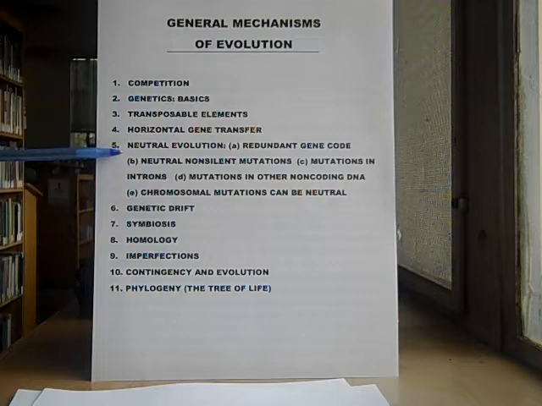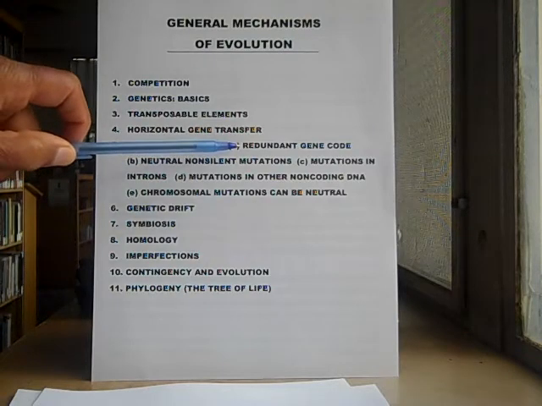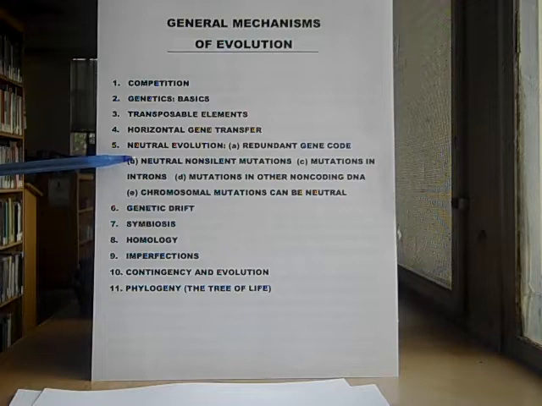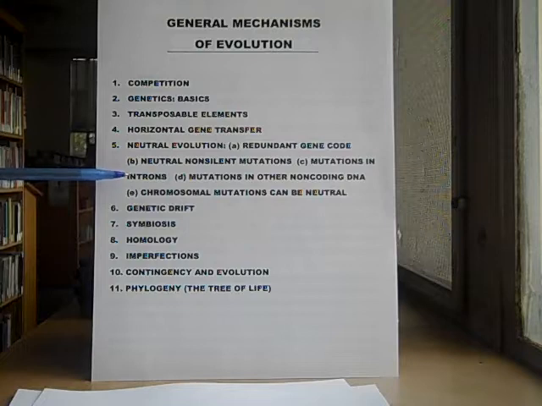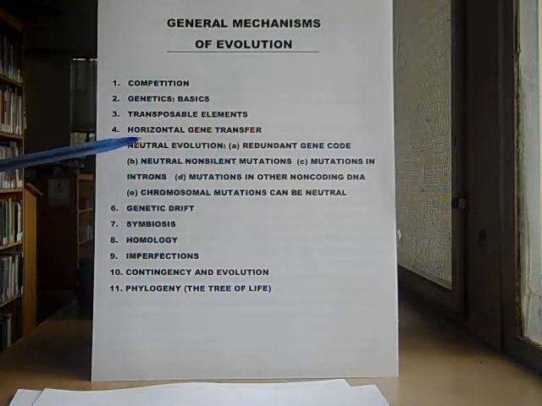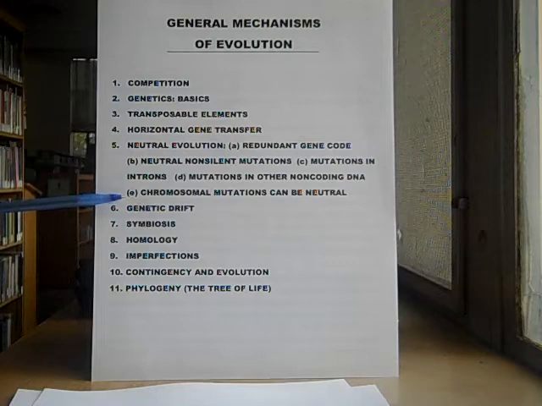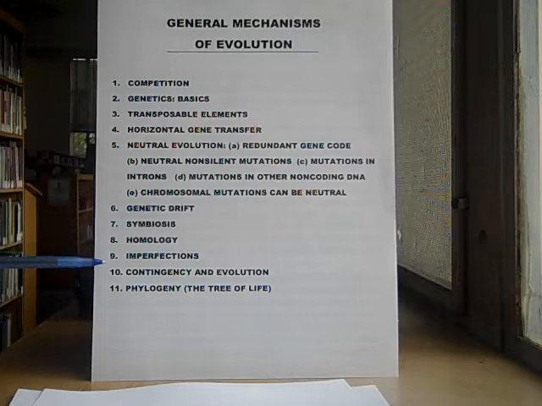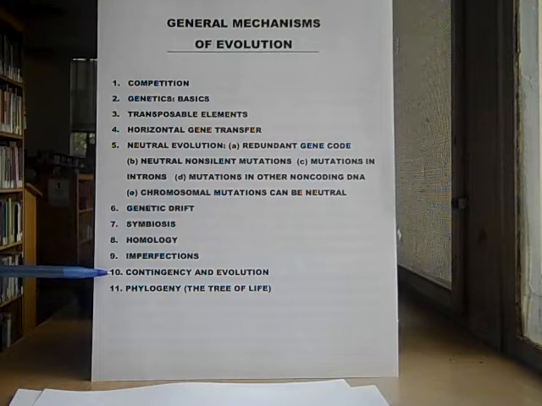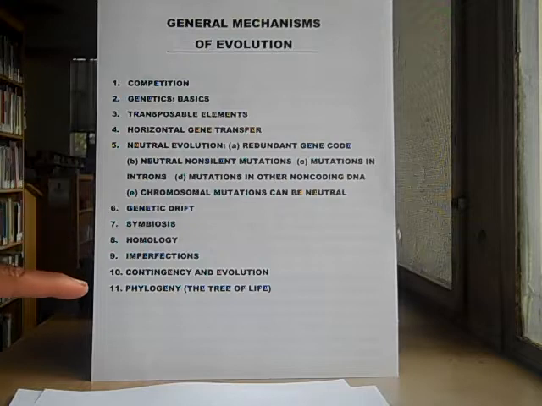Number 5, neutral evolution, which includes A, redundant gene code, B, neutral non-salient mutations, C, mutations in introns, D, mutations in other non-coding DNA, E, chromosomal mutations that can be neutral. Number 6 now, genetic drift, symbiosis, homology. Number 9, imperfections. Number 10, contingency and evolution. And number 11, phylogeny, the tree of life.